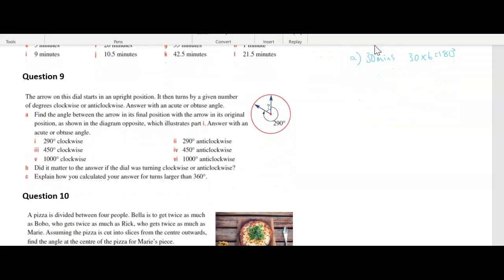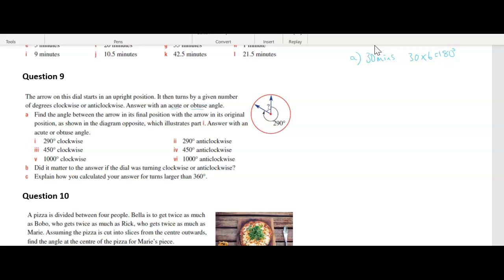All right, for question 9, there's a lot of words here, so when I did this question it actually took me a while to think about what it is actually asking. The arrow on this dial starts in an upright position. It then turns by a given number of degrees clockwise or anti-clockwise. Answer with an acute or an obtuse angle. Remember, an acute angle is less than 90 degrees and obtuse is greater than 90 degrees. So find the angle between the arrow in the final position and the arrow in its original position as shown in the diagram opposite. The diagram is extremely helpful.